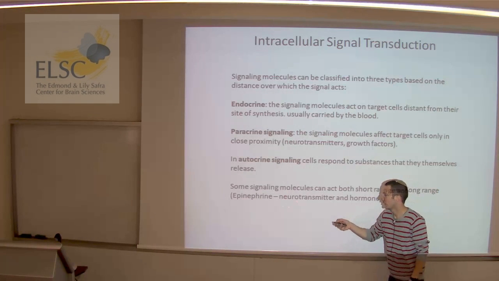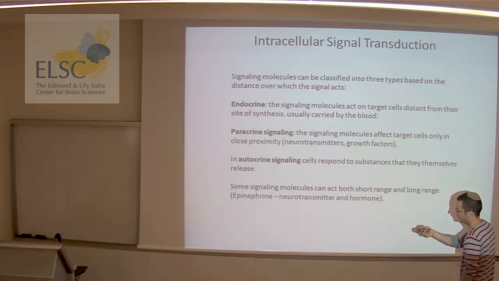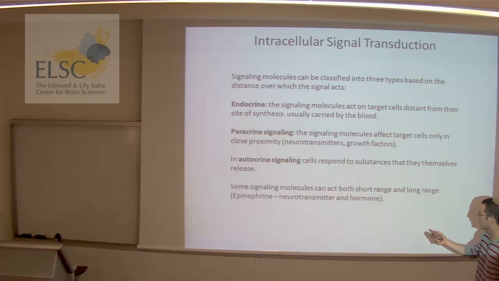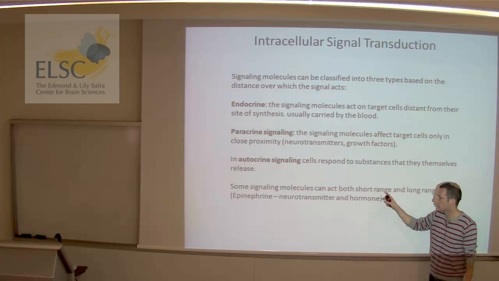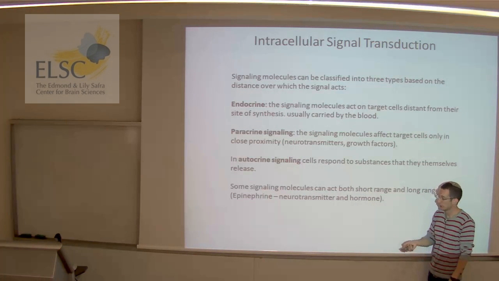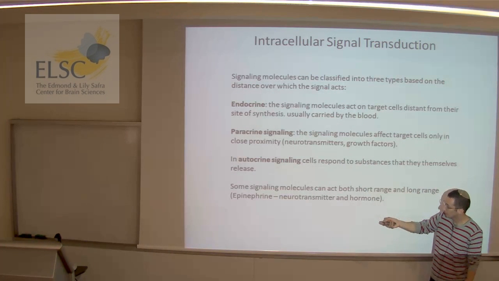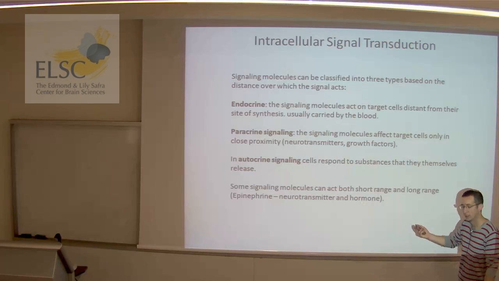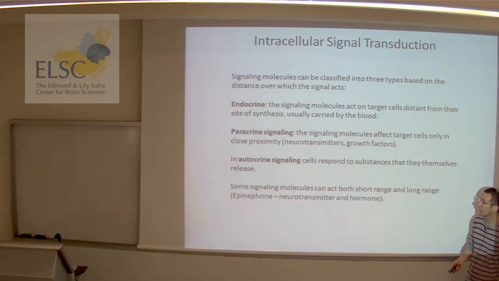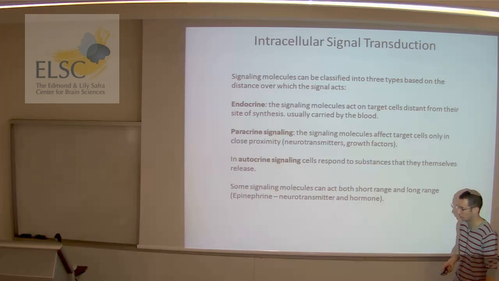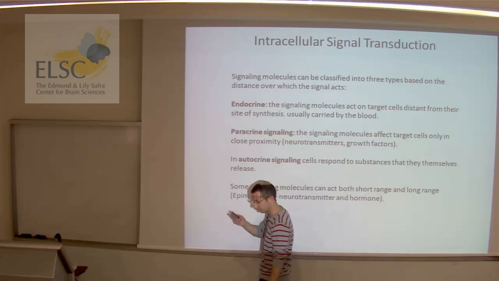And as we mentioned very laconically last time, some signaling molecules can act in more than one way, in more than one signaling strategy or signaling system. They can act both short-term or long-term. And an example that was mentioned here: epinephrine is a neurotransmitter and a hormone. It acts in paracrine signaling, in autocrine, and in endocrine signaling.